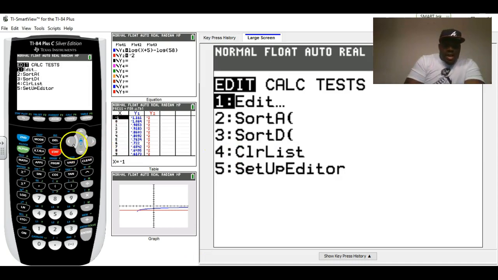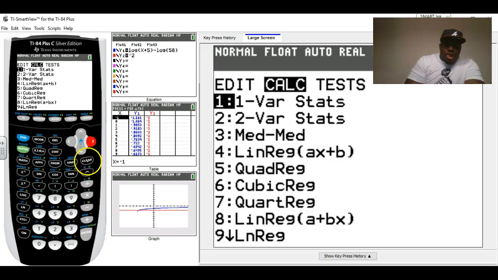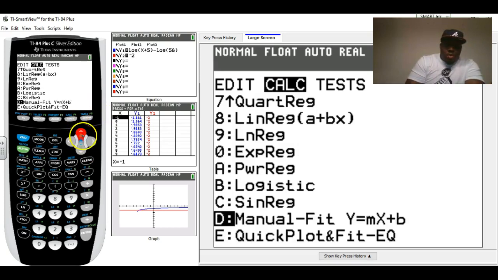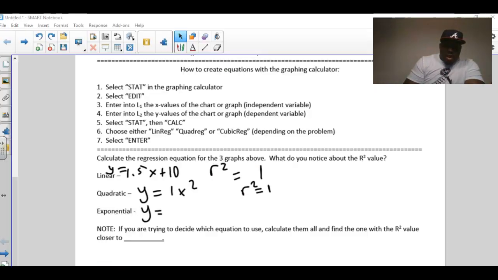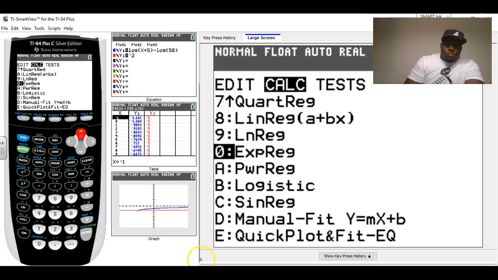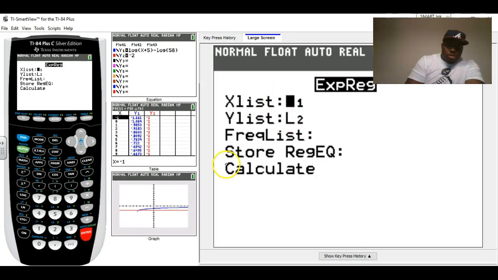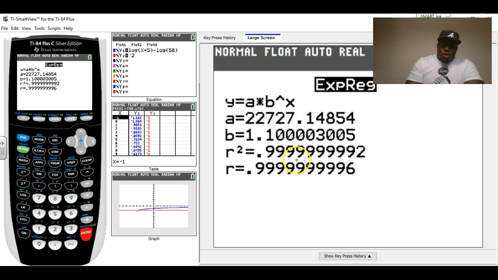Now, what you're going to do is press stat again and edit. No, I'm sorry, stat and calculations. Now this is exponential. If you go to option 0, exponential regression. I know right here it says cubic, but you can go to exponential to give you the actual equation. So go to exponential regression right here. Hit enter. Same thing, list 1, list 2. Scroll all the way down to calculate, and here's your equation right here.